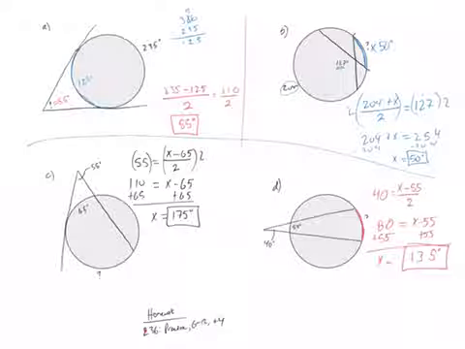Alright, your homework is on page 236. You do the practice set. I think there's 4 of them. 6 through 12, and then 4 more of your choice.